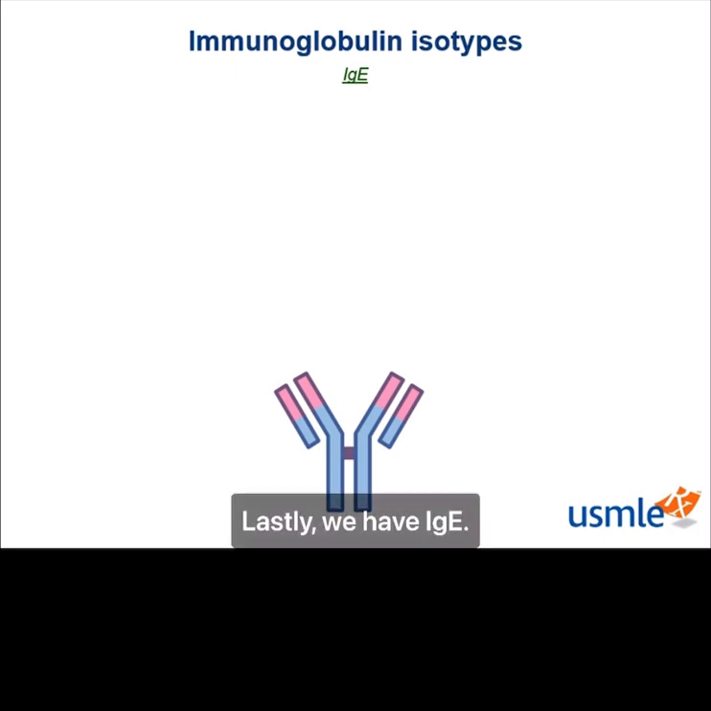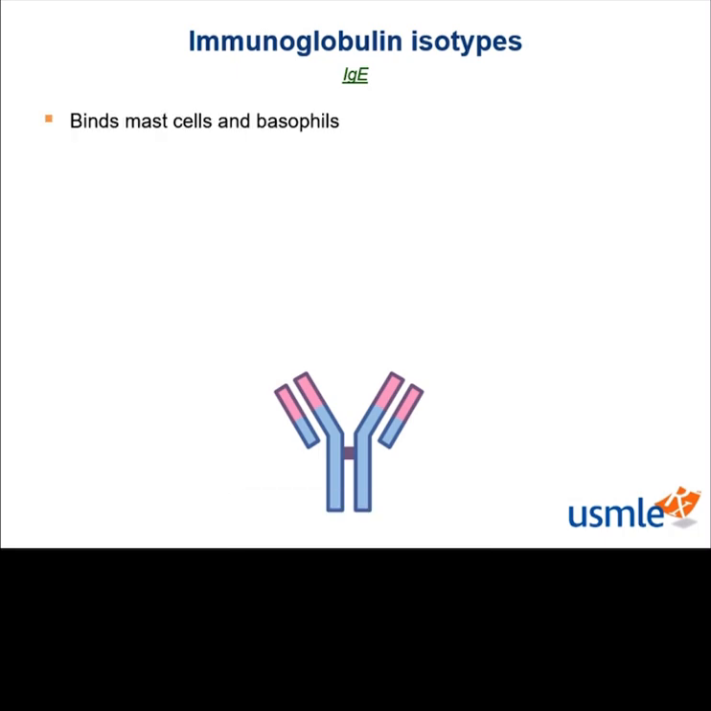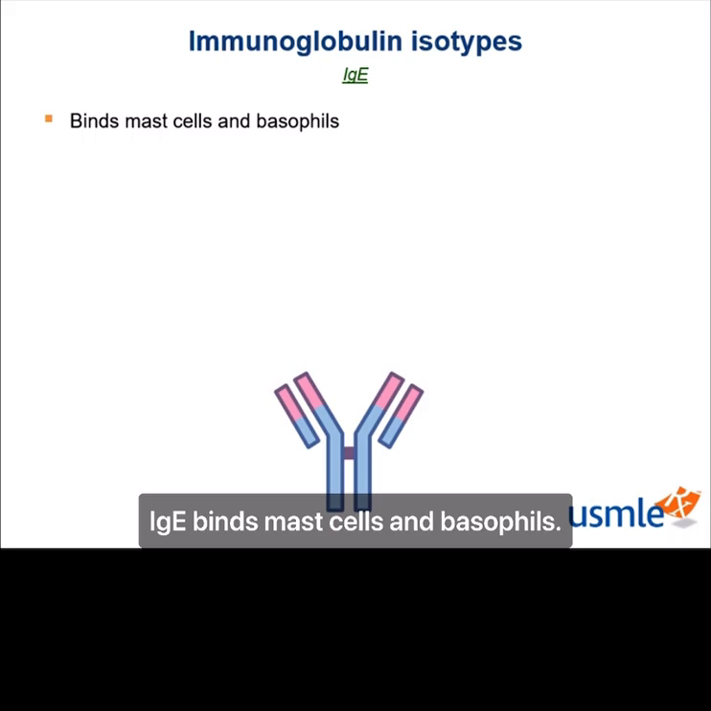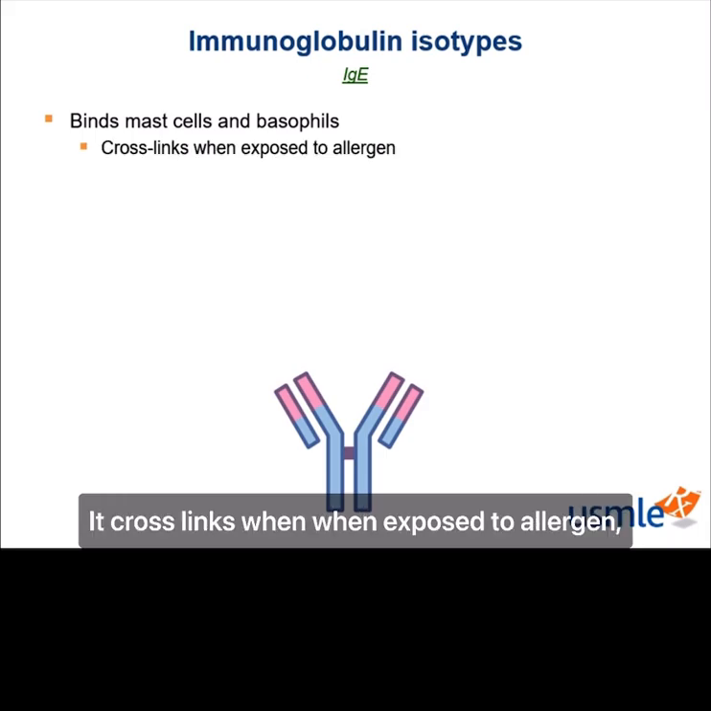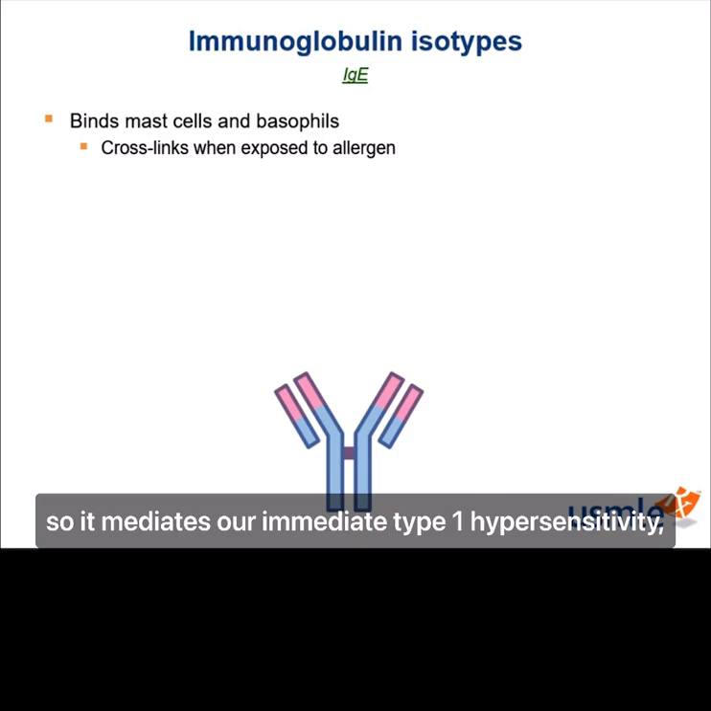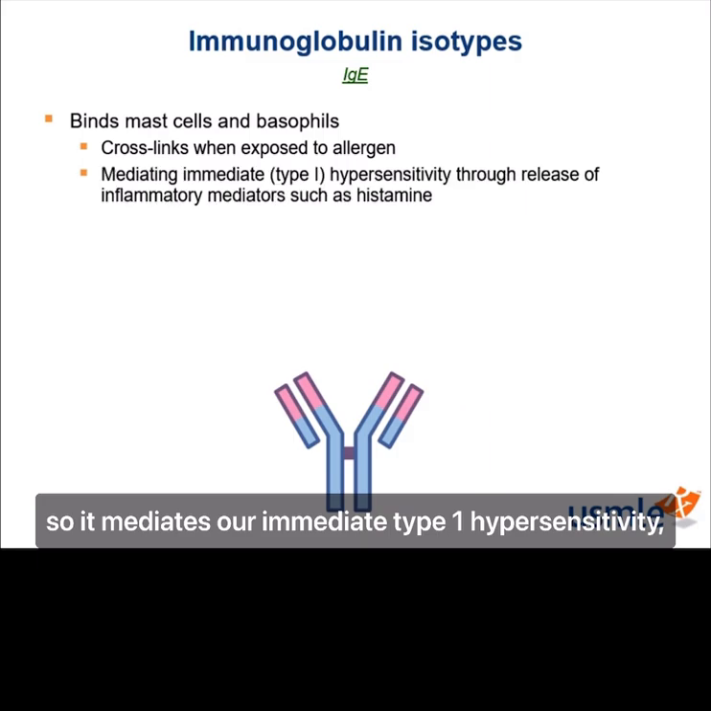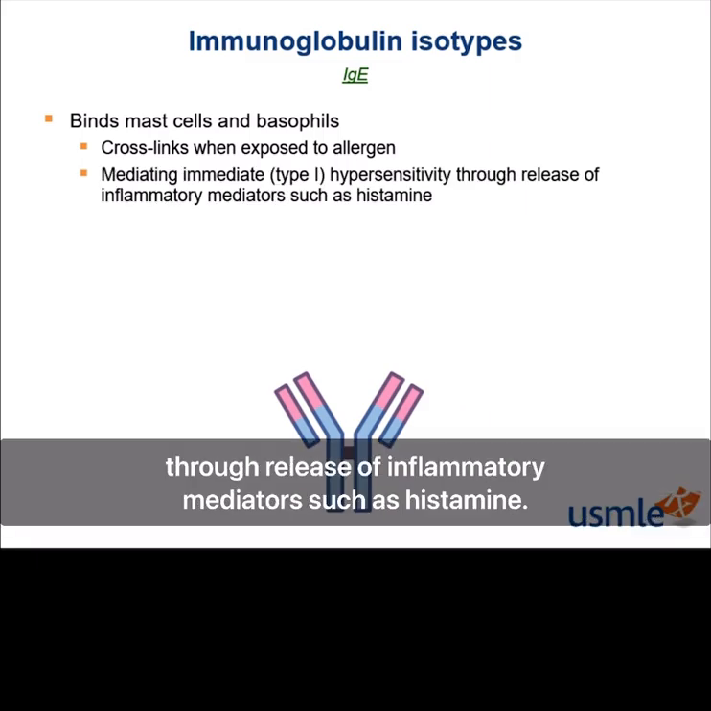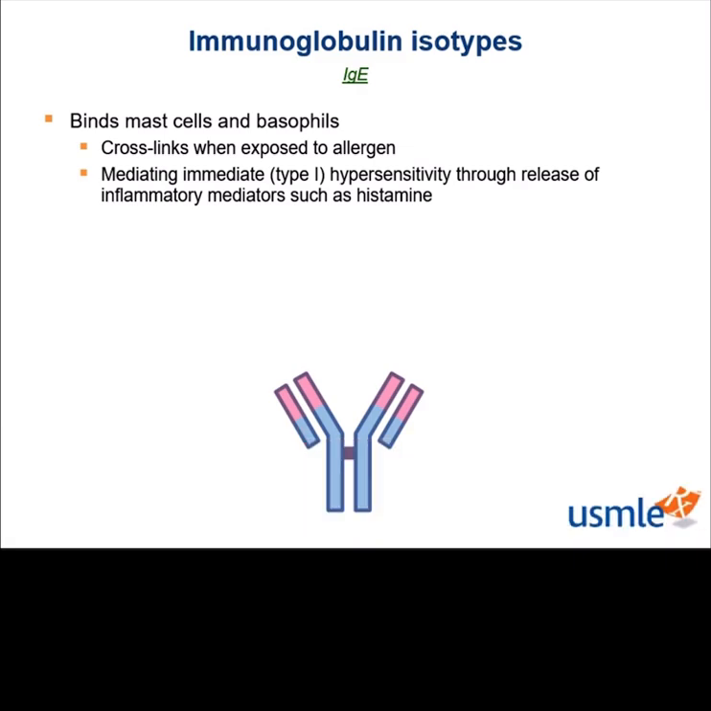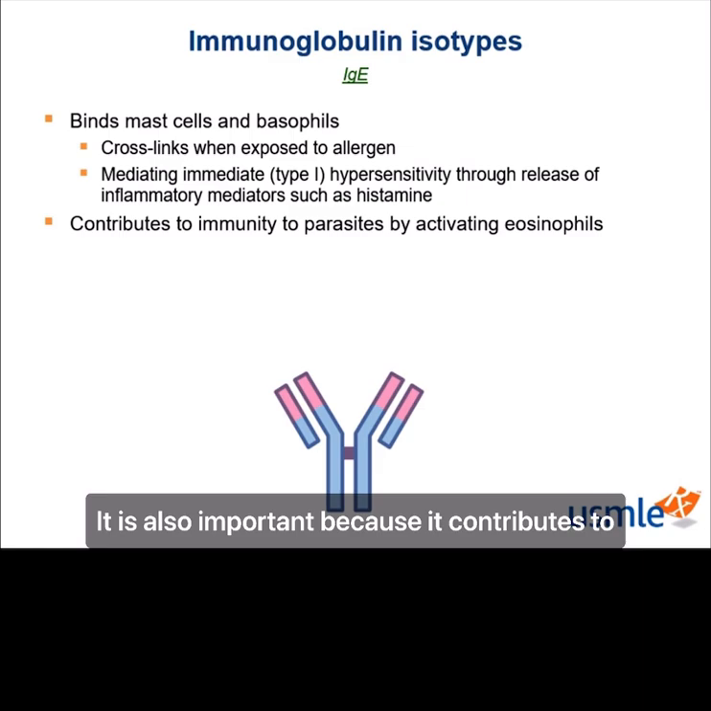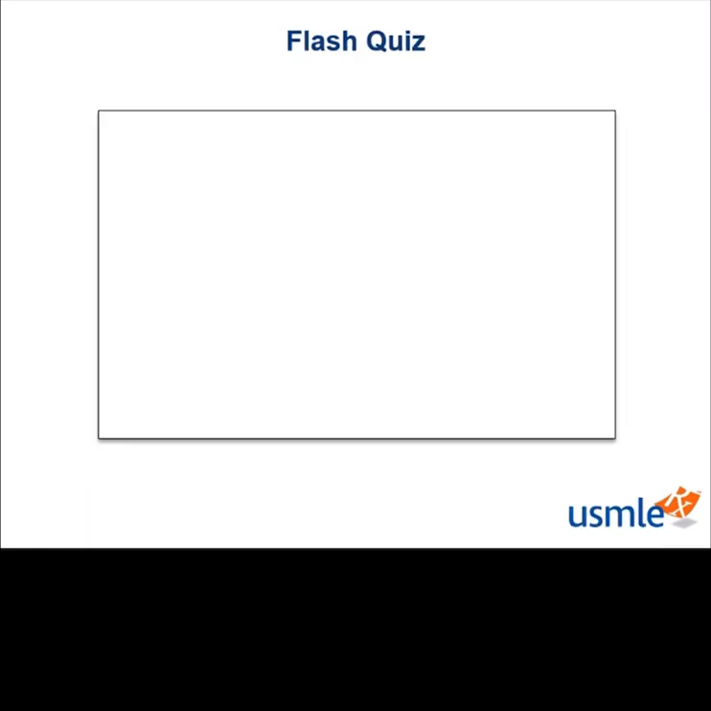Lastly, we have IgE. IgE binds mast cells and basophils. It cross-links when exposed to allergen, so it mediates our immediate type 1 hypersensitivity through release of inflammatory mediators such as histamine. It is also important because it contributes to immunity to parasites by activating eosinophils. I know that was a lot of information, so let's do a few quiz questions.